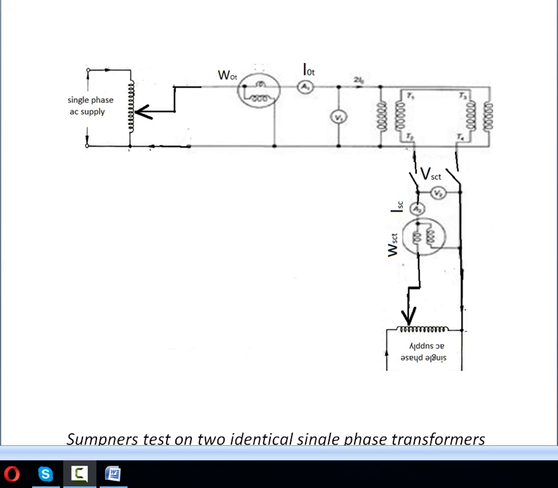Otherwise, open the switch, bring the jockey to 0 position, switch off the supply, then interchange these two connections. Means you connect this terminal to the switch and this terminal to this terminal of the next transformer. Then automatically that secondary connection will become in series opposition.